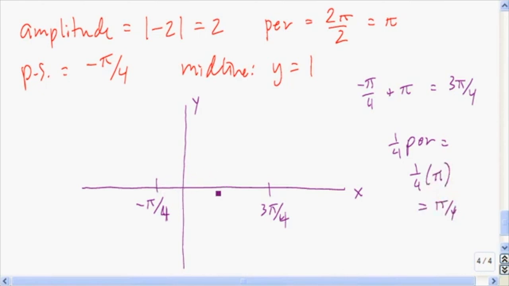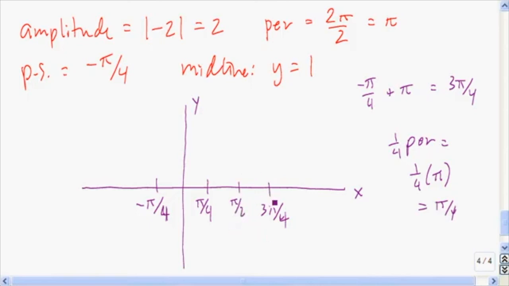So we have negative pi over 4. If we add pi over 4, we go to 0, plus another pi over 4 will get us to pi over 4. Plus another pi over 4 will get us to 2 pi over 4, which is pi over 2. And then consistent, we would get 3 pi over 4 if we added another pi over 4.